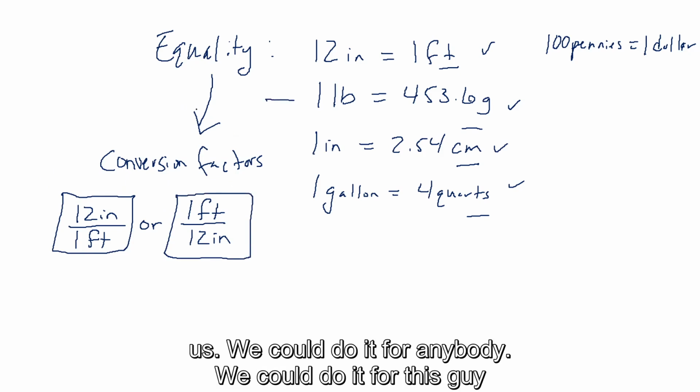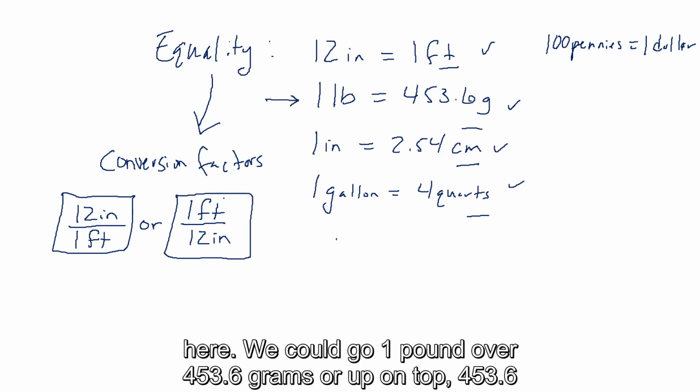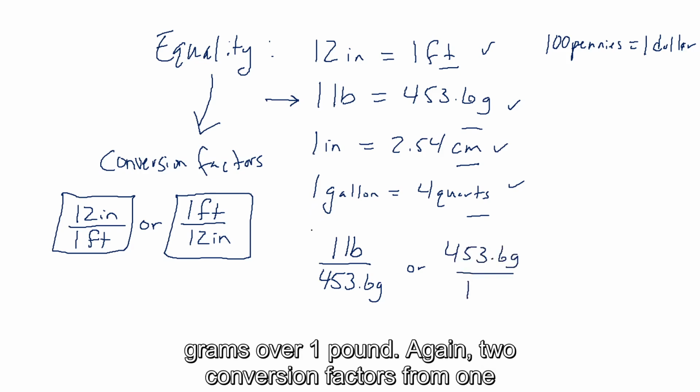We could do it for anybody. We could do it for this one here. We could go 1 pound over 453.6 grams, or 453.6 grams up on top over 1 pound. Again, two conversion factors from one equality.